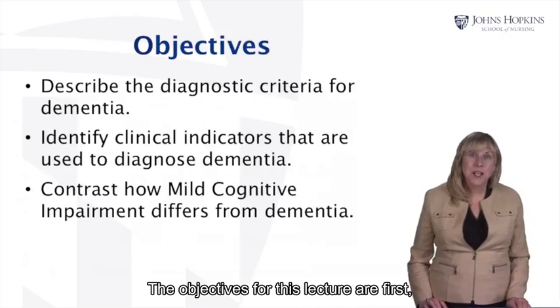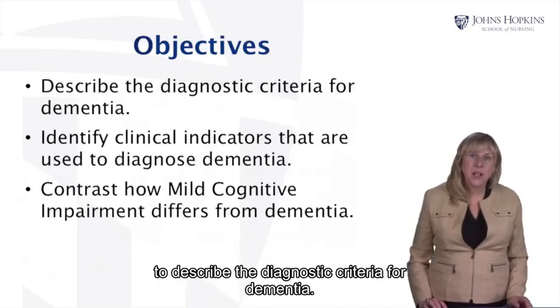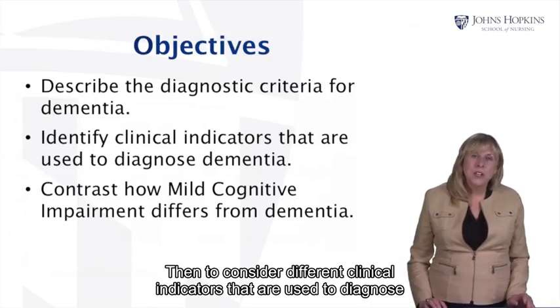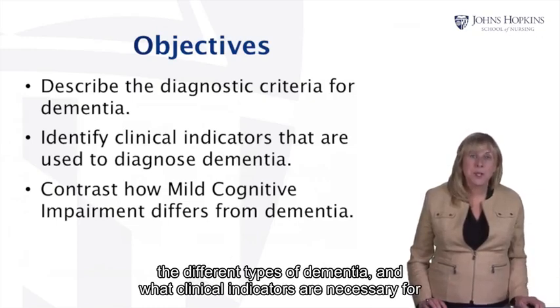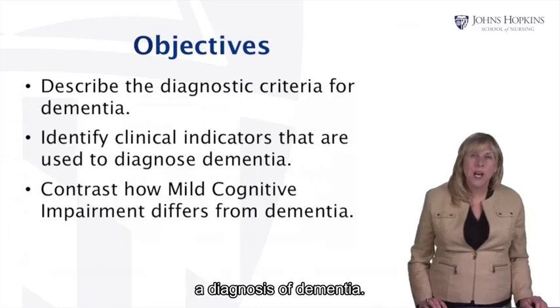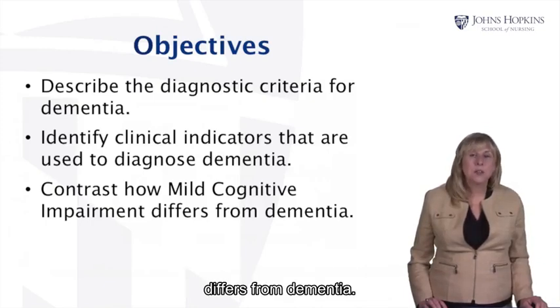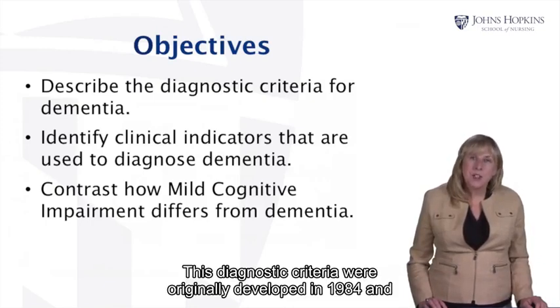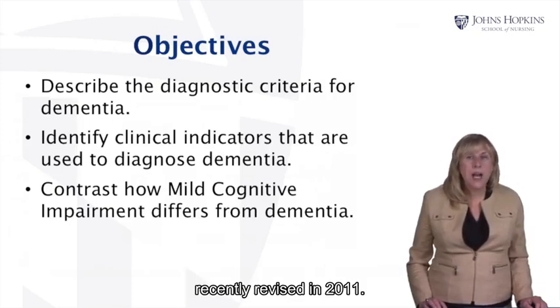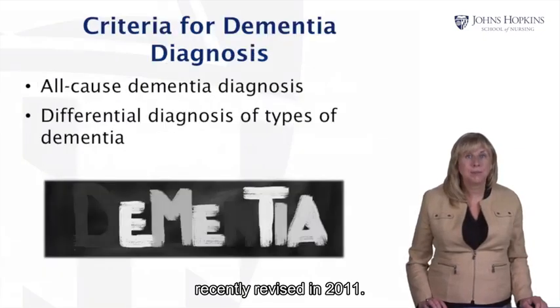The objectives for this lecture are first to describe the diagnostic criteria for dementia, then to consider different clinical indicators that are used to diagnose the different types of dementia and what clinical indicators are necessary for a diagnosis of dementia. Third, we're going to contrast how mild cognitive impairment differs from dementia. These diagnostic criteria were originally developed in 1984 and recently revised in 2011.